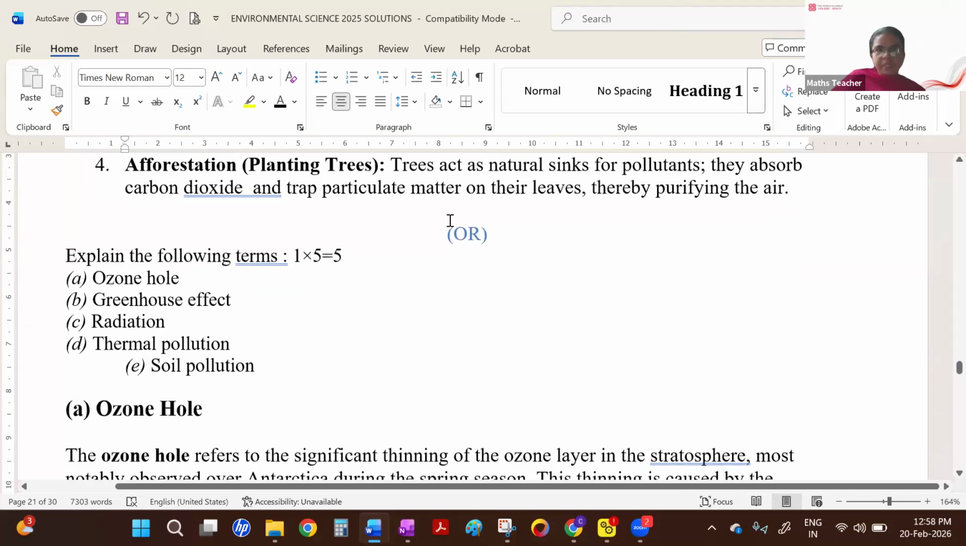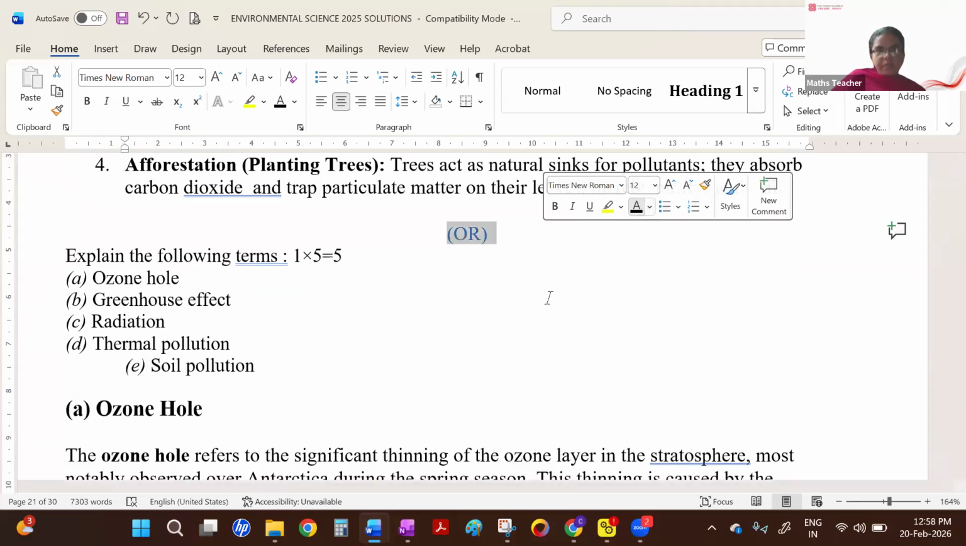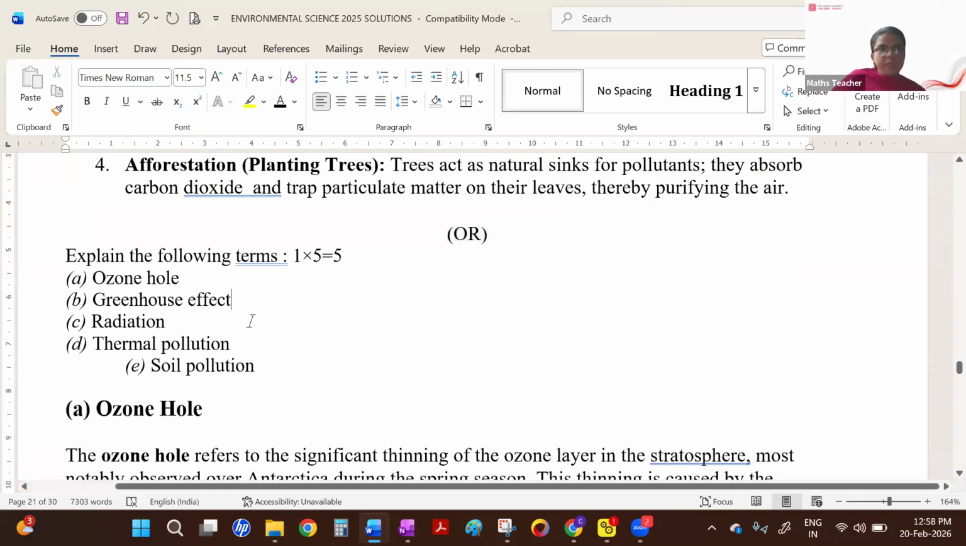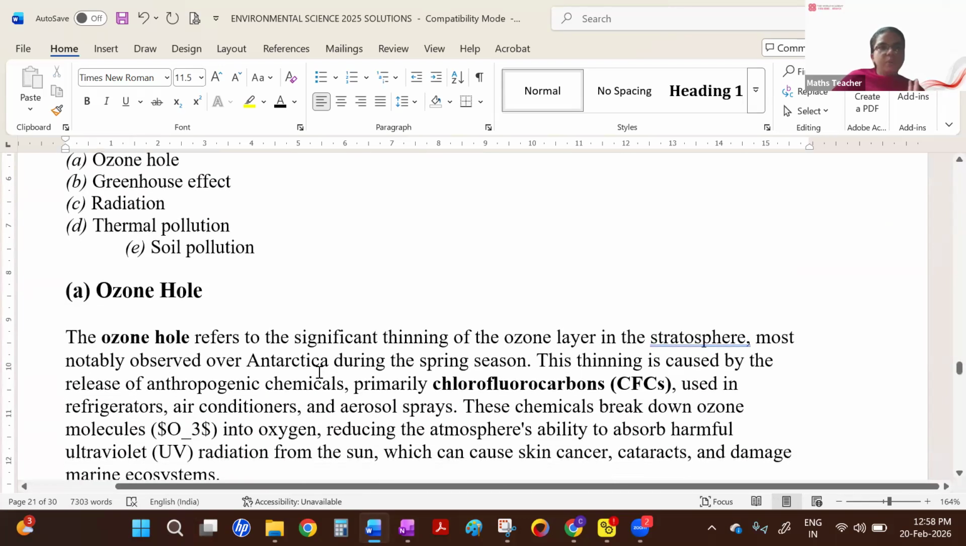So here, the next question is, explain the following terms: ozone hole, greenhouse effect, radiation, thermal pollution, and soil pollution. All of these are very important terms. The first one, ozone hole. We already discussed this.